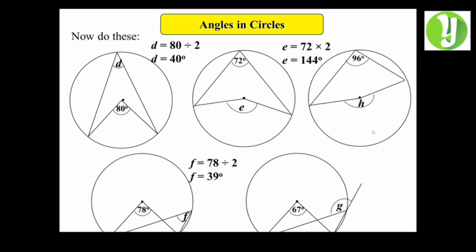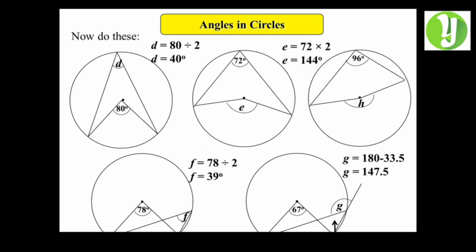Now the next one is the F part. In the F part, a central angle is given. We have to find the circumference angle, so divide by 2. For the next one, first we have to find the inside angle, this one, because G is an exterior angle. Now 67 divided by 2 is 33.5, and you can see this G is on a straight line, and a straight line is 180 degrees.